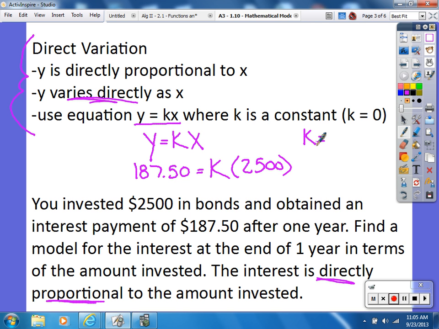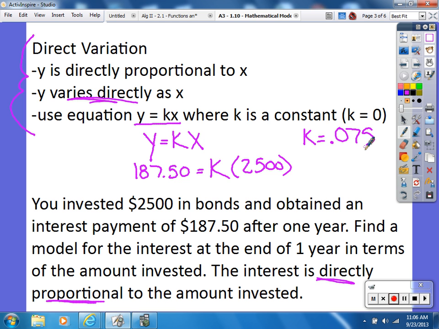Now, K is a constant amount. And what I mean by that is in this word problem, K will always be the same. In the next word problem, K will be the same for it. Okay? And Leanne, what'd you get for K? 0.075. That actually means it's 7.5% interest. Move your decimal over to that's 7.5%.